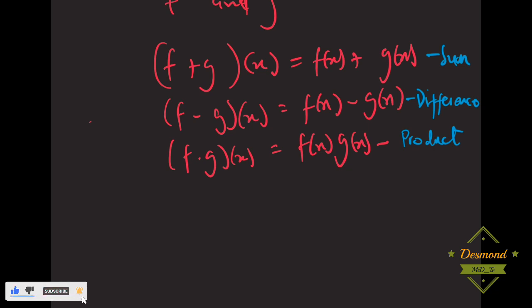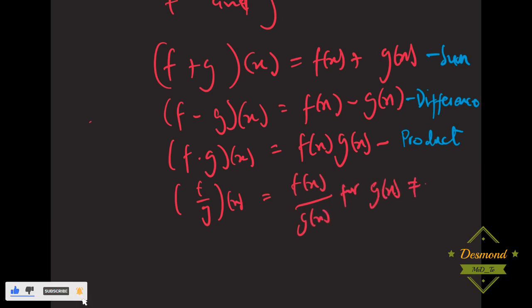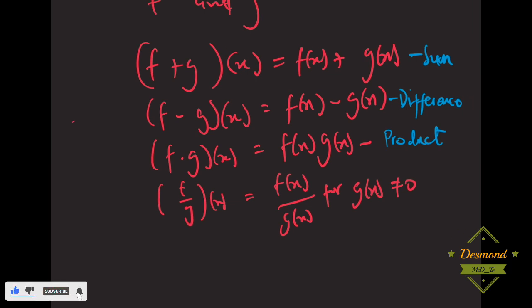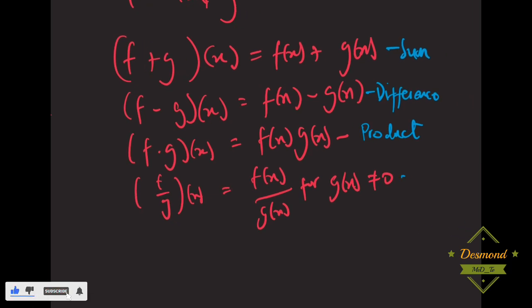Let's see the last one. We can have something like f over g of x, which is equal to f of x over g of x. Now for this, g of x should never be equal to 0. So what will this be? This one will be the quotient.